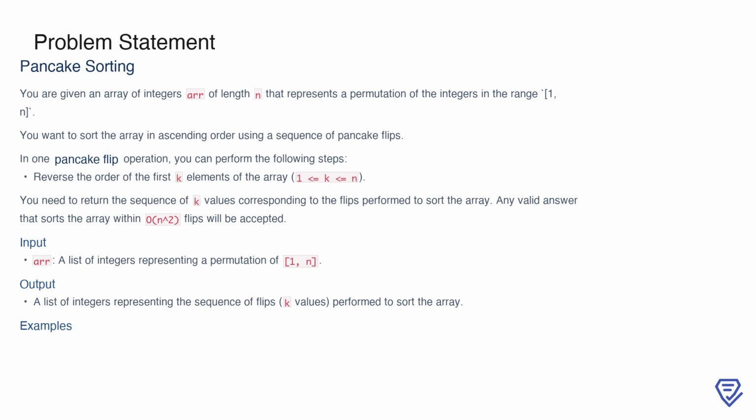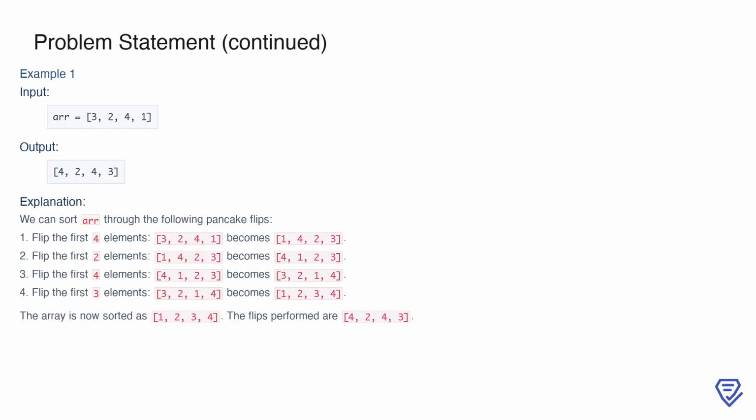Your task is to determine a sequence of k values corresponding to the flips that will sort the array. The solution must sort the array using at most O(n squared) flips, and any valid sequence of flips that achieves this will be accepted. The input is an array ARR, and the output is a list of integers representing the sequence of flips performed to sort it. To better understand how this works, let's look at an example.